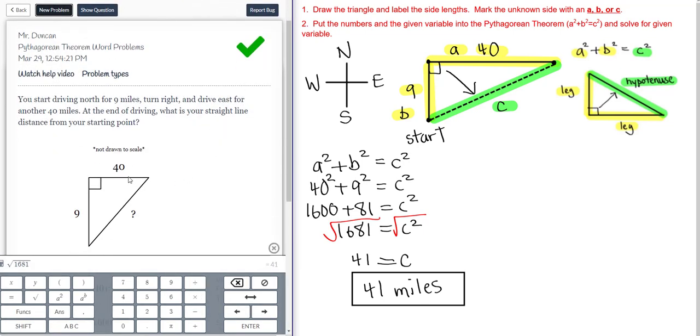And notice they drew the diagram. Obviously, I think ours looks a little bit better, but notice that this side is 9 and that's 40, and this side looks shorter than that. But regardless, make sure you draw the triangle, label the side lengths, and mark your unknown side with an A, B, or C. In this case, we didn't know C. Put the given numbers into the Pythagorean theorem, and then solve for the variable. And that's pretty much it.